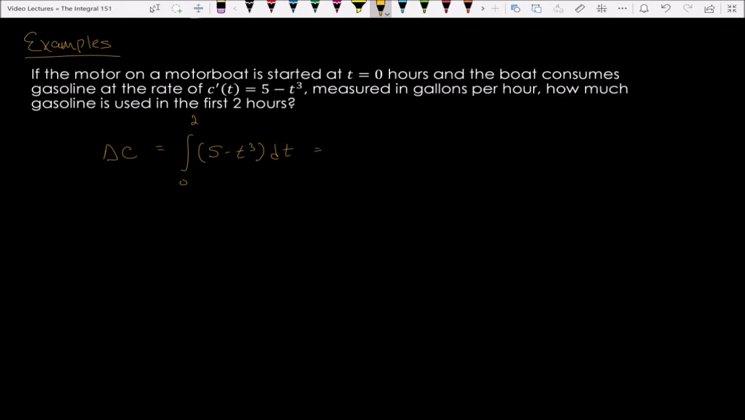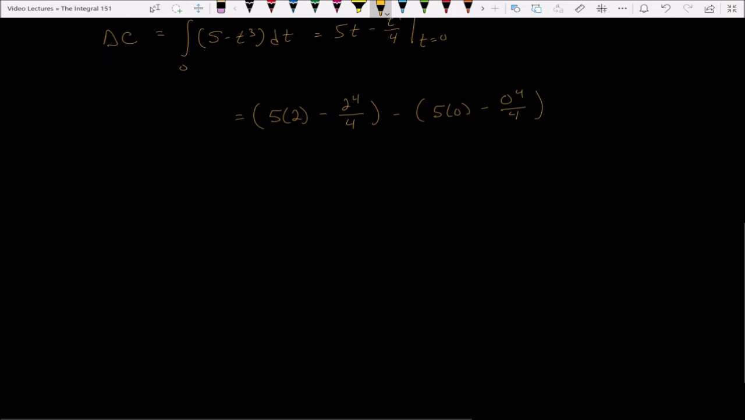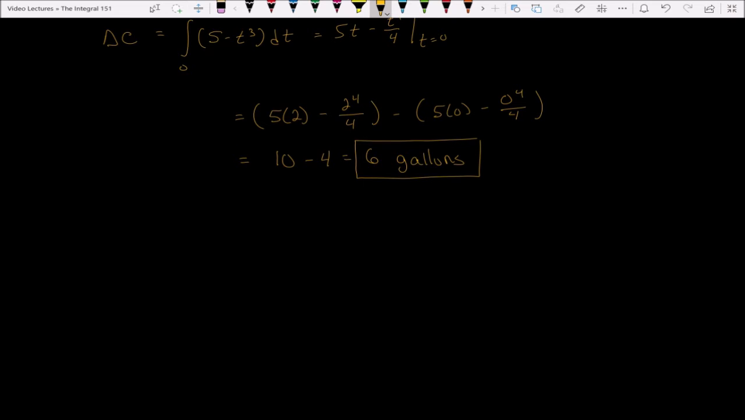And then, of course, we can calculate this using the fundamental theorem of calculus. The antiderivative is 5t minus t to the fourth over 4. Then we evaluate that from 0 to 2. We get 5 times 2 minus 2 to the fourth over 4 minus 5 times 0 minus 0 to the fourth over 4. This is 10 minus 4, which is 6 gallons. So in the first 2 hours, this motorboat has used 6 gallons of gasoline.